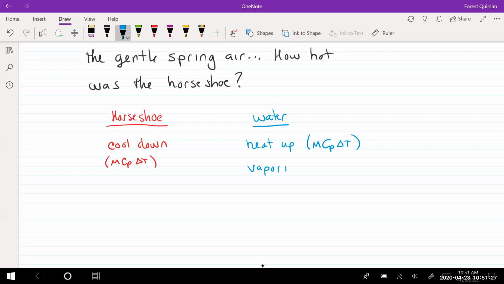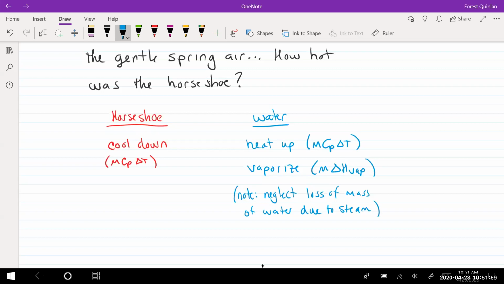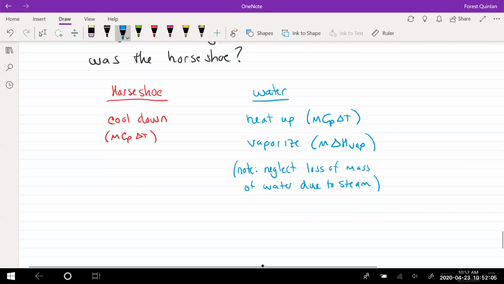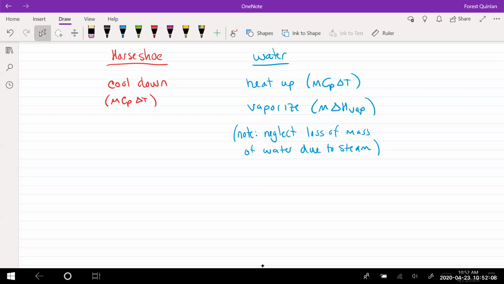Now I'm going to assume that 0.35 ounces does nothing to the 5 gallons worth of water in this situation. So note: neglect loss of mass of water due to steam. We can do it, but there's no point. Okay, so now that we know what's going on, we're going to need some information.